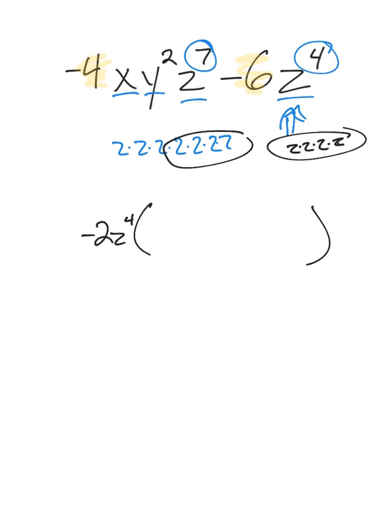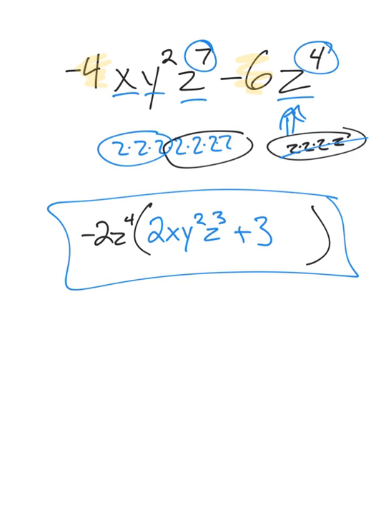-2 divided by -4 gives me a 2. I'd still have an x. I'd still have a y squared. But now I wouldn't have z to the 7th. I would only have the z to the 3rd. And then minus -2 divided by -6, which gives me a +3. And then I don't have my z to the 4ths anymore. So this would be my answer.